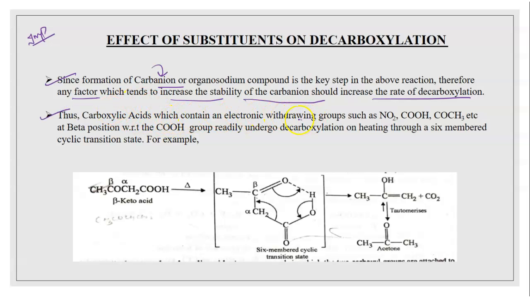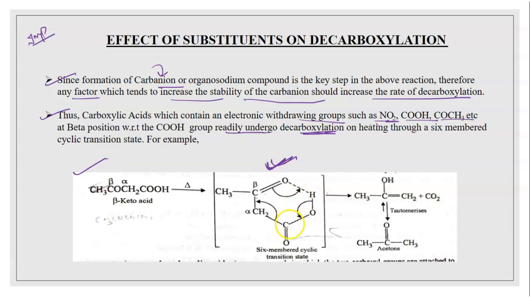Carboxylic acid which contain electron withdrawing groups such as NO2, COH, COCH3 at its beta position just like this. Any carboxylic acid which at beta position will be carrying any of the electron withdrawing group will be increasing the rate of decarboxylation like this. Okay, will readily undergo decarboxylation on heating through 6-membered cyclic transition state like this. So यहाँ से आपका कार्बन डाइऑक्साइड निकल जाएगा. You can see like this.